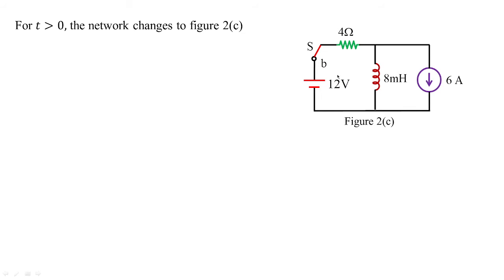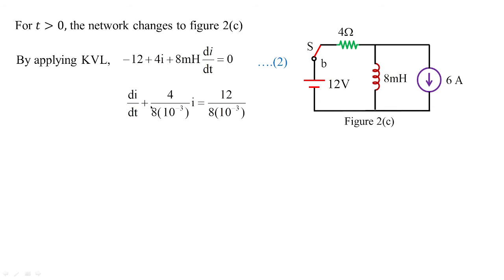So what I'll do, I'll apply KVL to this loop. I'll apply KVL to this loop. So minus 12, that is a voltage source which is connected, plus 4 into I, that is a drop, plus L di by dt. L value is 8 millihenries, di by dt equal to 0. Is this clear? Right, this is the main equation which we need to concentrate. So I'm treating this equation as equation 2, and I'm going to make use of equation 2 like this.